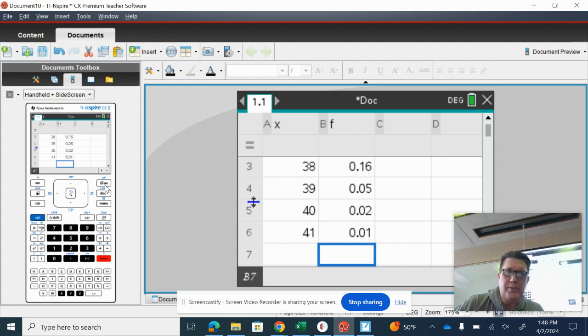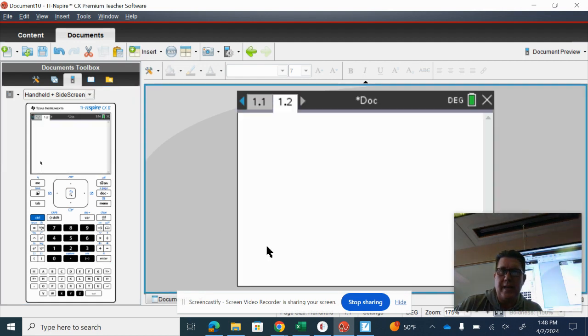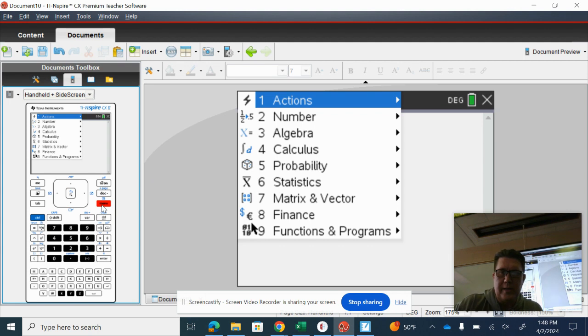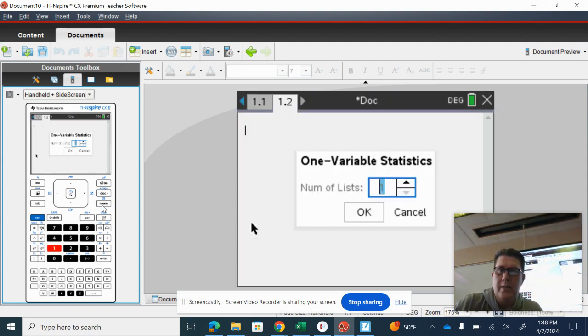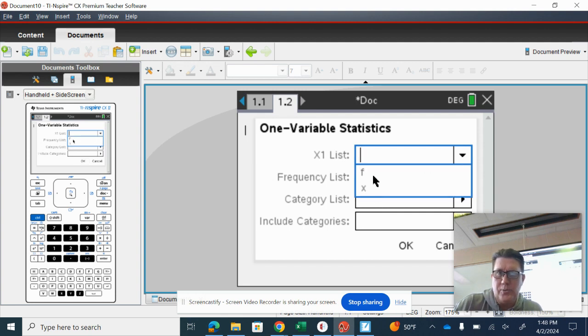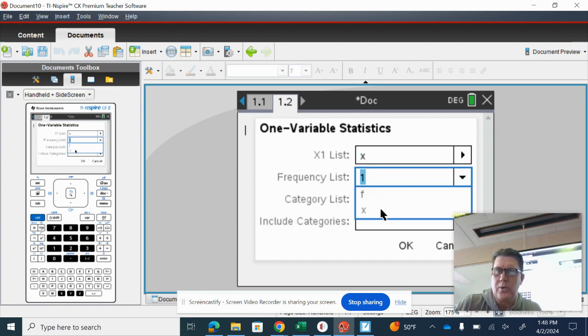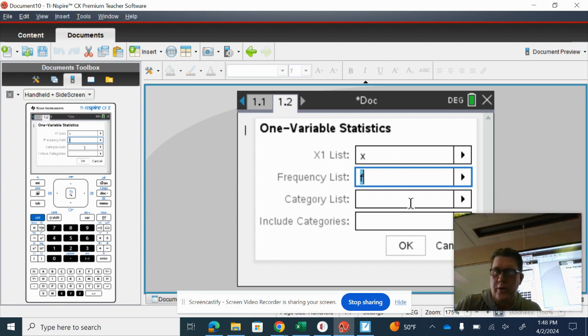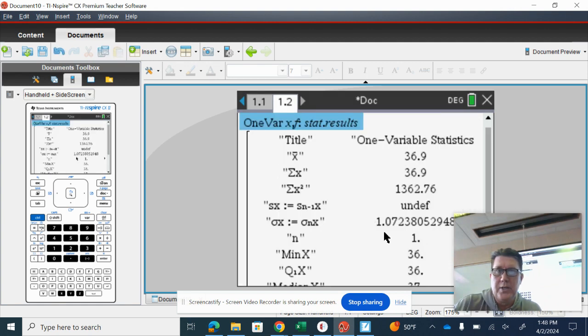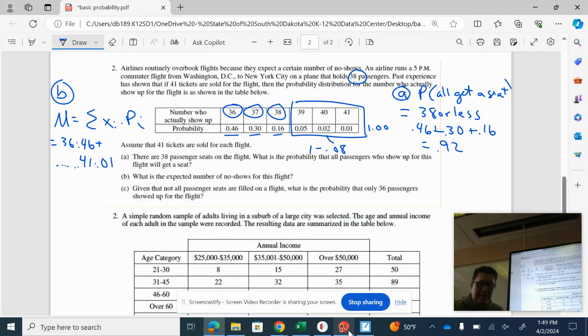Okay, now you do one variable statistics. If you're using the 84, on here we're going to go menu 6, 1, 1, one variable statistics. You still say one list. The data is actually only in the list X, but you have to put the frequency list as F. If you're using the TI-84, you have to make sure you go list 1, with list 2 as the frequency. If you don't put that frequency in, it's not going to be correct. So our mean is the x bar. It should be 36.9.